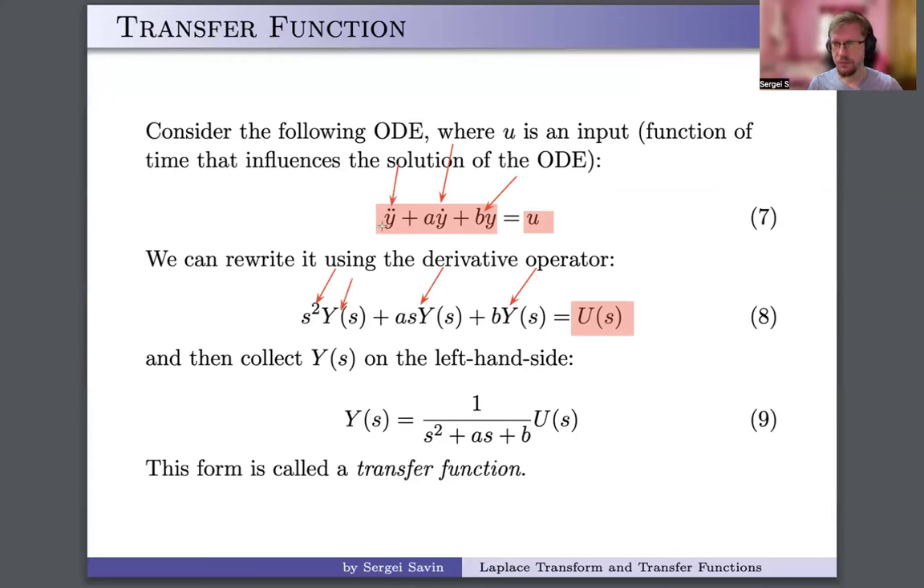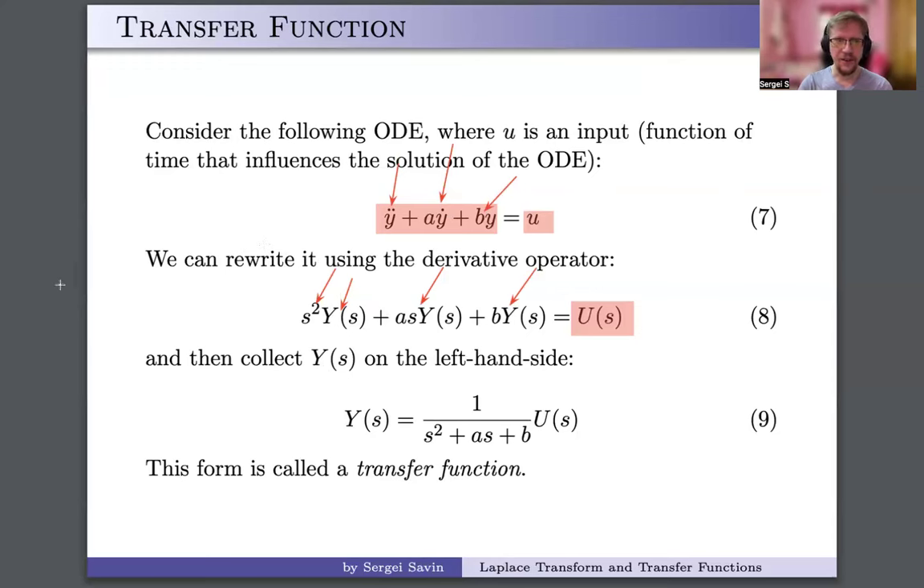So double derivative becomes s squared. If you want to prove this, it is quite easy. You can just define a new function, let's say g equals dx/dt. You prove that the Laplace transform of g is s times the image of g, but the image of g is s times x. So that's how you get s squared x.